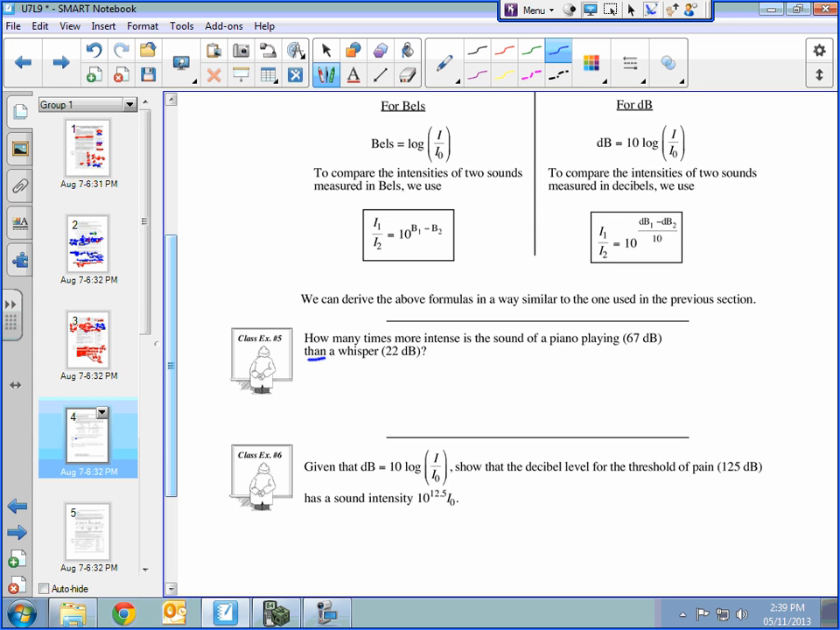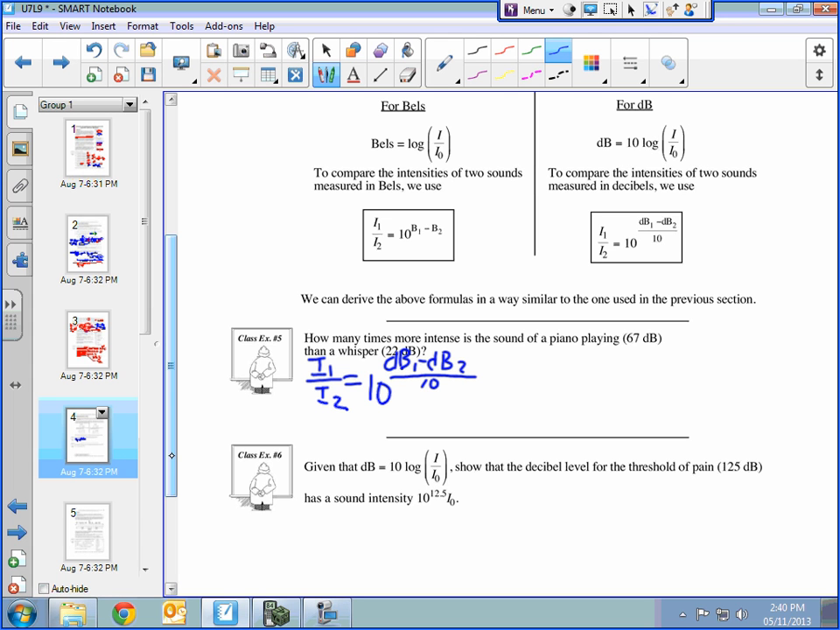Okay, so you're going to use I1. Am I going to use my decibel one or my bels? Am I using decibel? So what is my formula for decibels? We're going to use this one because we're looking for intensity, and intensity is on one side of the equal sign, so that's good. And then we are using decibels because that's what was given to us. So this is why we're using this formula, okay?